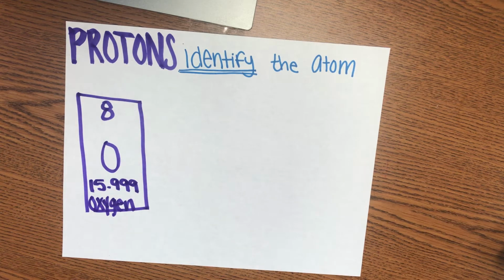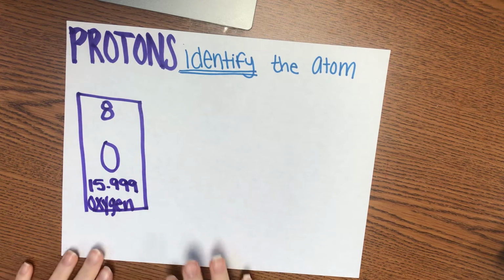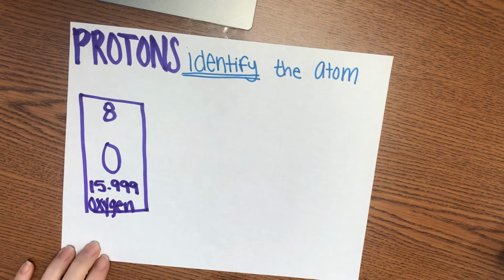Today we're going to be discussing why protons identify the atom. What we're going to be looking at when we're talking about this is the periodic table. And so here I have an element square of oxygen drawn so that we can talk about where we can find the protons and why they identify the atom.